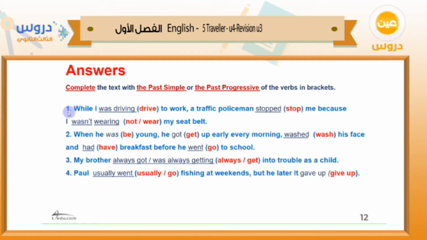Here we go with the right answers. While I was driving to work, a traffic policeman stopped me because I wasn't wearing my seat belt. For the second sentence, when he was young, he got up early every morning, washed his face, and had breakfast before he went to school. My brother was always getting, so you can choose both of them, into trouble as a child. And the last sentence, Paul usually went fishing at weekends, but he later gave up.